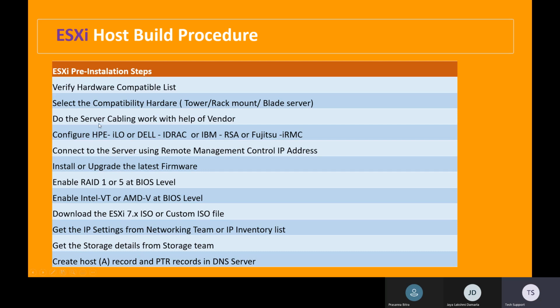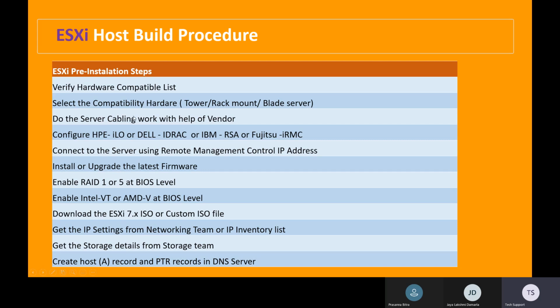Okay, these are all the ESXi server pre-installation steps. Can you tell me, if I miss any one of these steps, what is the impact? Suppose the first step, verify hardware compatibility. I didn't verify my hardware compatibility status, and I straight away start to install the ESX server. Will it be recommended or not recommended? No, not recommended. Before starting the installation, we should first verify whether this hardware is compatible or not.